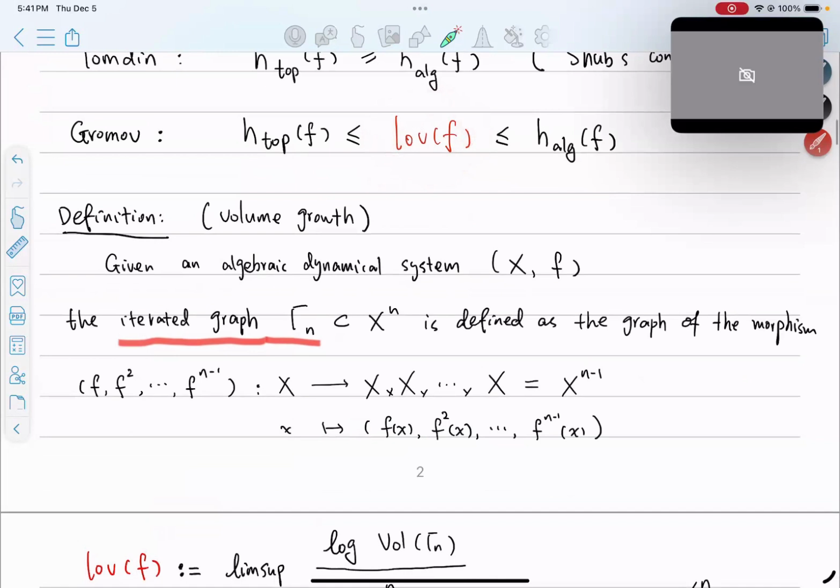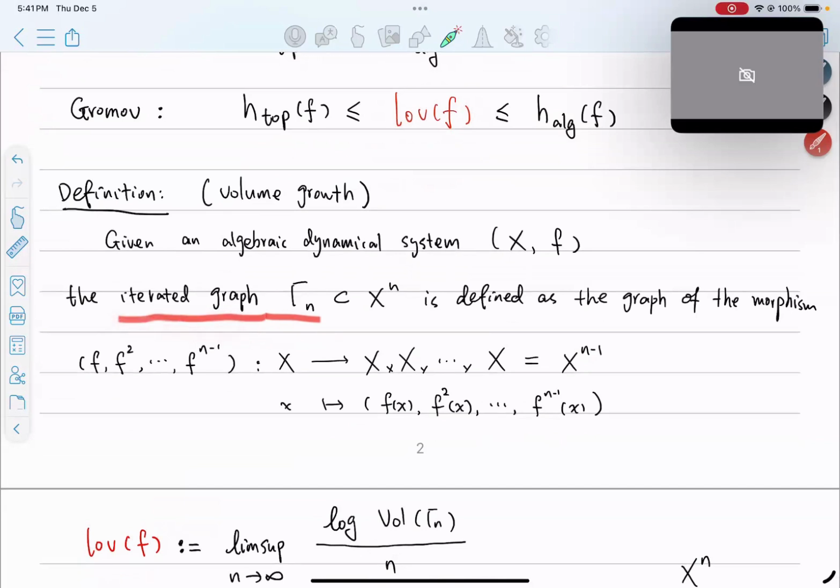So the volume growth, let me first look at what the iterated graph is. Given an algebraic dynamical system, or in general an arbitrary dynamical system, we can look at the so-called iterated graph, which captures all information about this dynamical system. Because when you look at a dynamical system, in general, you need to look at the iterations. So this iterated graph basically means that you look at the iteration up to a certain level. For example, you just look at this induced morphism (f, f squared, up to f to the n-1).